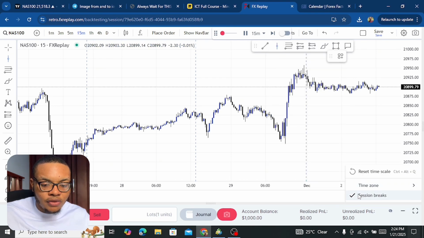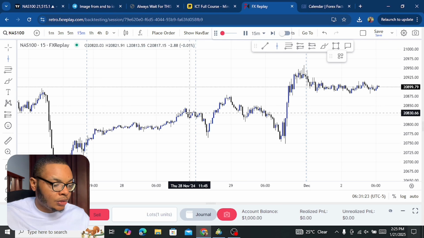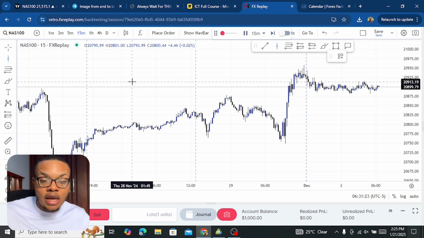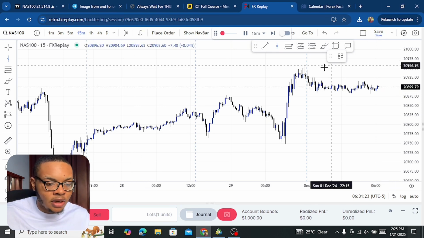Also, you'd want to have session breaks active. So if I click on this, you see I no longer have the session breaks. If I bring it right back, I'm gonna have session breaks. So you could just search in settings how to get session breaks, right? Just search session breaks on the search bar in settings, and you're gonna have it.